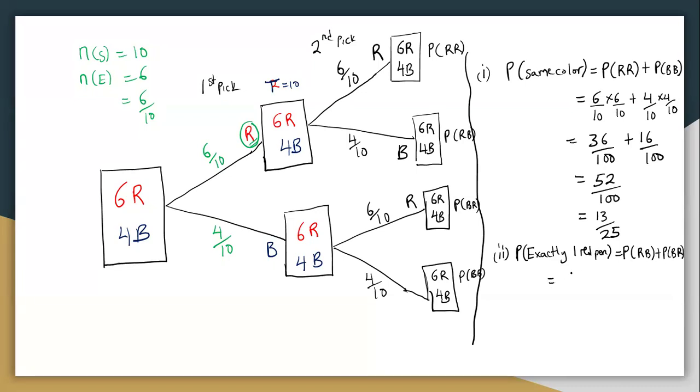Very good. So red, blue, according to what I have here, it will be 6 out of 10 times 4 out of 10, then plus blue, red, which is 4 out of 10 times 6 out of 10. Then when I come here, I'll say 6 times 4, which will give me 24 out of 100 plus 24 out of 100. So 24 plus 24 will give us 48, so it will be 48 out of 100. And 48 divided by 100, when you reduce, you'll get your answer, 12 out of 25.